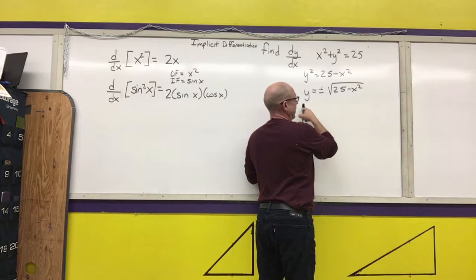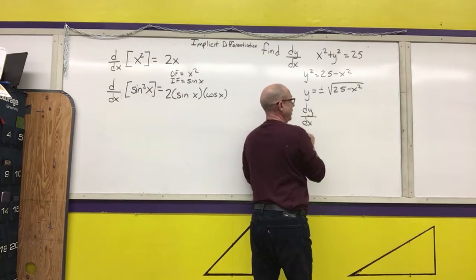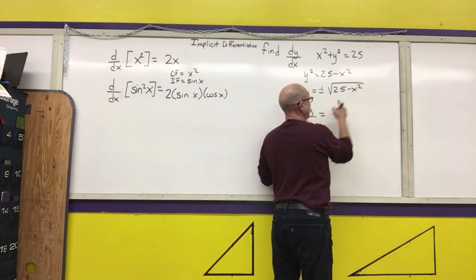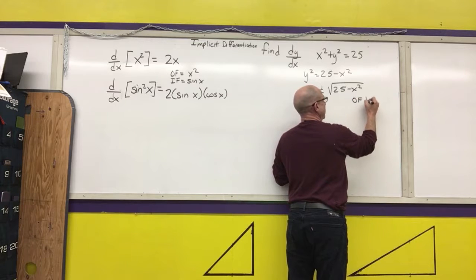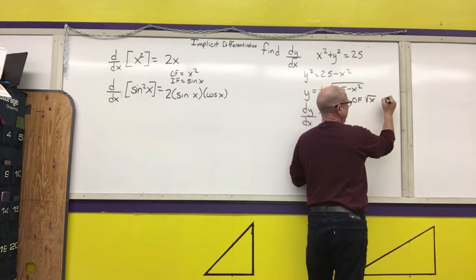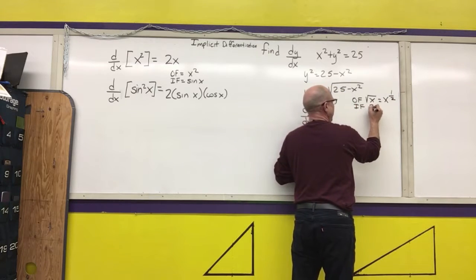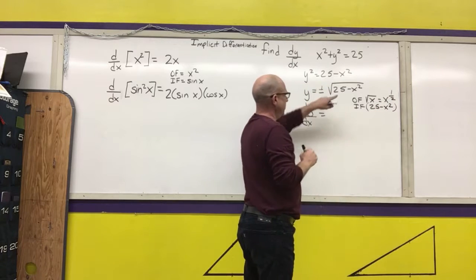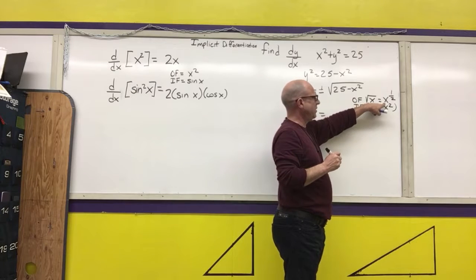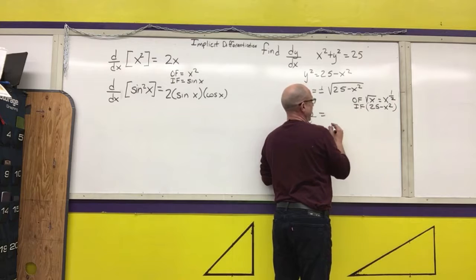Well, to find dy/dx, take the derivative of the left-hand side. dy/dx is equal to, this is a chain rule problem. The outside function is the square root of x, or another way to think about it is x to the 1/2. The inside function is 25 minus x squared. So to find the derivative, we take the derivative of the outside function, which says bring down the exponent, subtract 1 from the exponent, but don't write x.